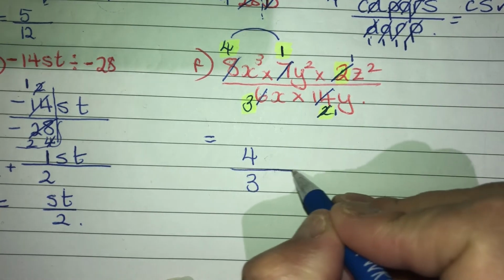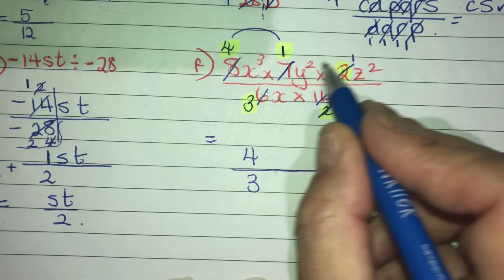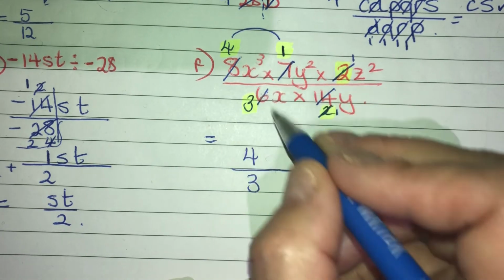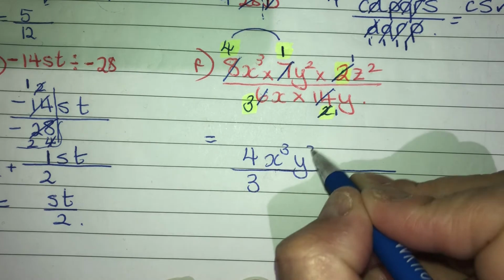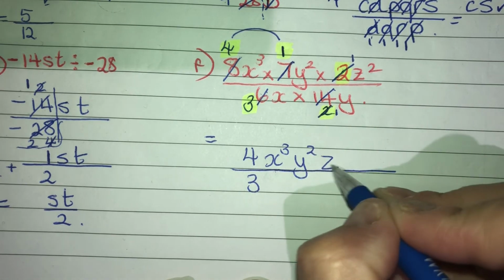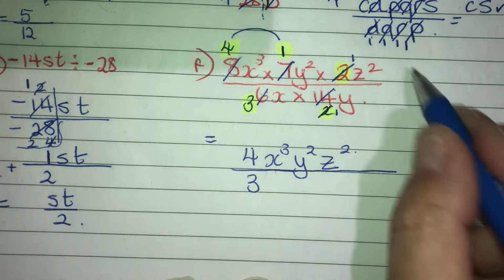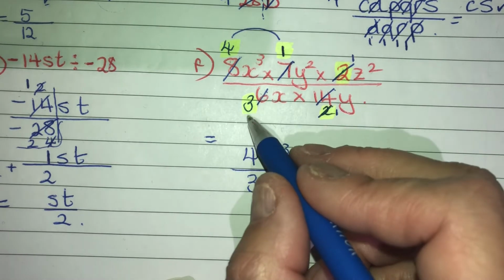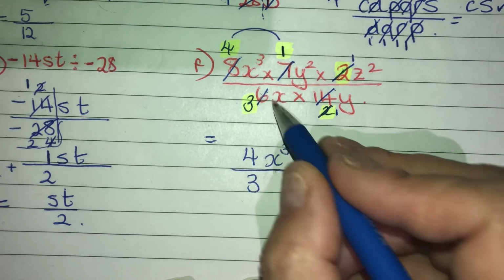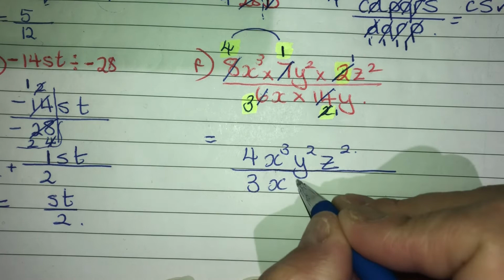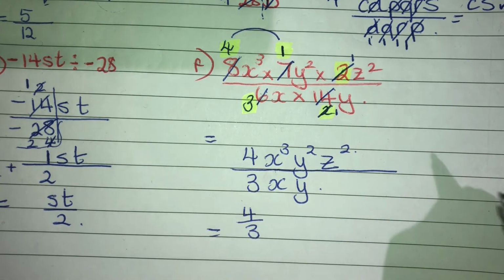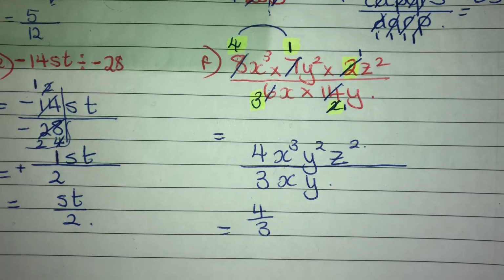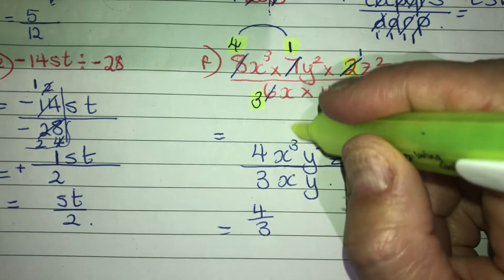Now I'm going to do a couple of steps because I'm going to write out all of these. So I've got an x to the power of 3 left, a y to the power of 2 left, and a z to the power of 2. That's everything on the top taken care of. Now on the bottom I've got my 3 already, and on the bottom I've got an x and a y. Now this is a difficult one, I said, don't forget. Okay, now let's have a look at, say, just the x's.